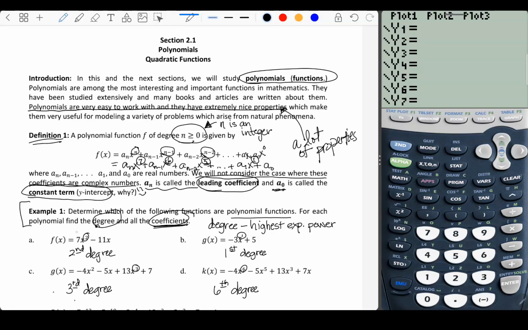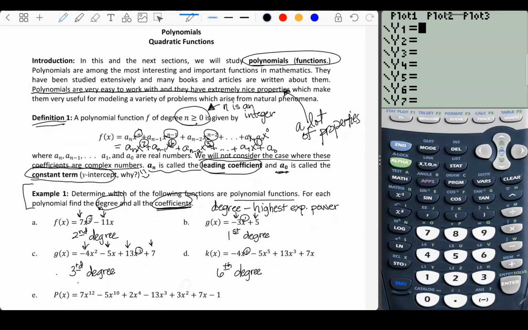Now, looking at the coefficients, 7 is the leading coefficient, 11 is the coefficient of that term, -3 is the leading coefficient, 5 is a constant, -4 is a coefficient of the x squared, -5 is the coefficient of x, 13 is the leading coefficient, and 7 is a constant. So just going through part D, all of those numbers in front of those x values, those are the coefficients that we're looking for.